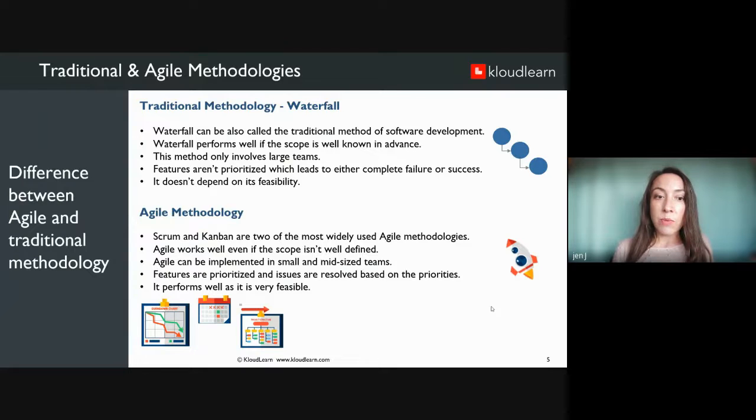That's contrasted with the Agile methodology. Scrum and Kanban are two of the most widely used Agile methodologies. Agile works well even if the scope isn't well defined. Agile can also be implemented in small and mid-sized teams. With Agile, features are prioritized and issues are resolved based on the priorities. It performs very well and it is very feasible.